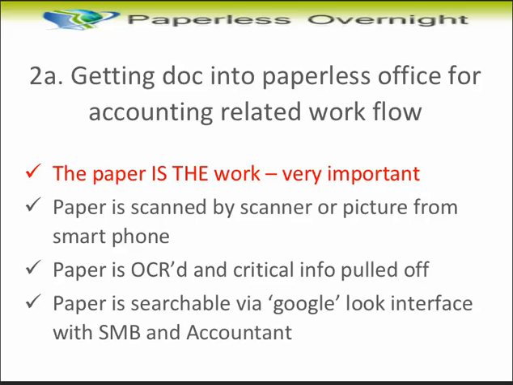Paper is scanned by a smartphone or a scanner. It's OCR'd, optical character recognition. The critical data is pulled off and put into a table. A table is what's called one record in a database. We've always called it a dialog box here, but simply a dialog box is what shows the data in the table. And paper is searchable via a Google-like interface, so the small business owner and the accountant can find the paper easily.